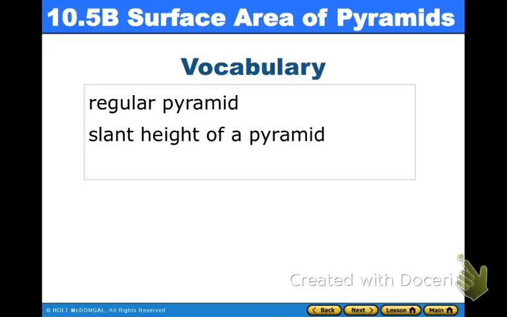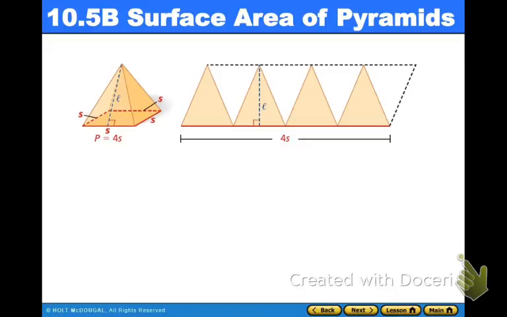The slant height is notated by this cursive L, like that, slant height. That is going to give you the height of the triangular face on the pyramid. So you can kind of see that notated right here. They've basically cut this pyramid right down and rolled it out flat. Here's the measure of the height of one of the triangular bases.